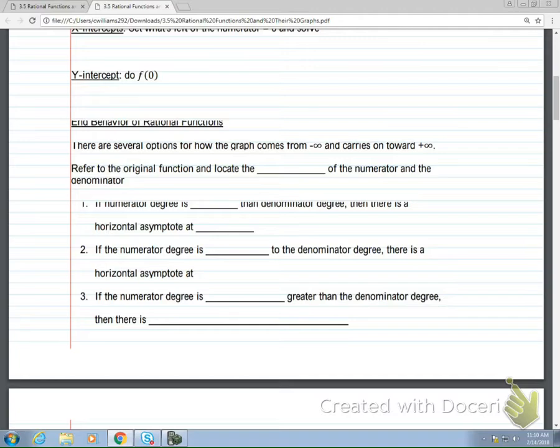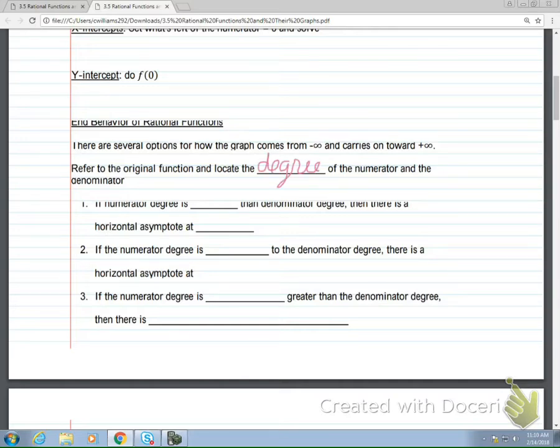But what's going to happen most of the time is different types of behavior. Sometimes they can behave like polynomials. But what we have to consider is a more involved process. There are several options for how your graph, your rational function, can come from negative infinity and then go on towards positive infinity. Your process will be similar to how we did it with the polynomials, in the sense that you are going to look at the degree.